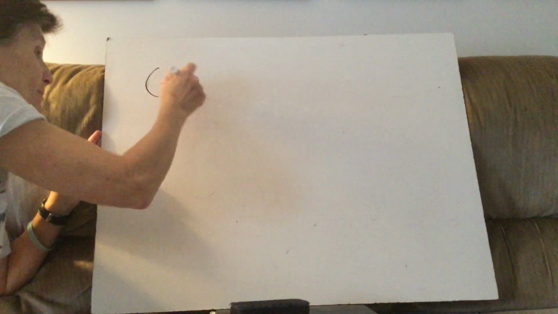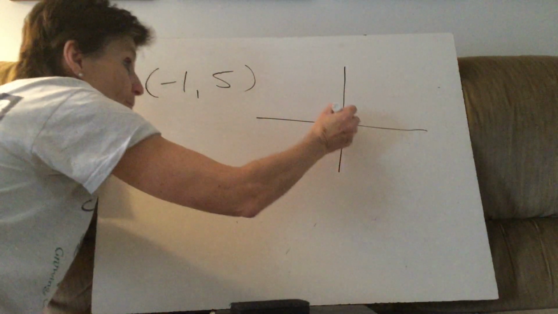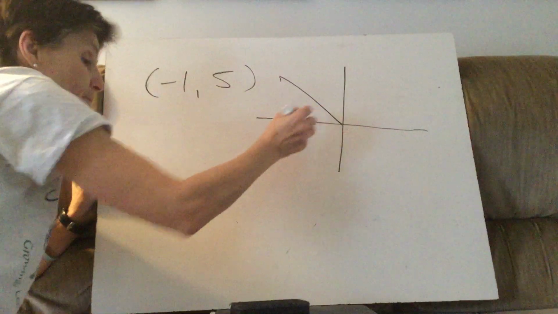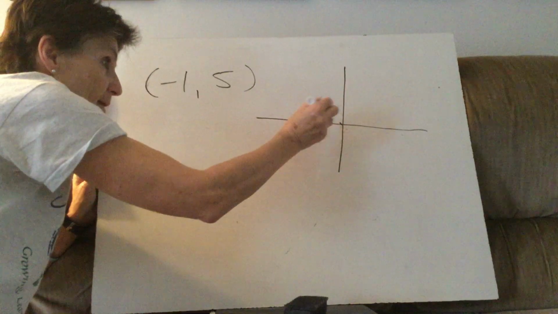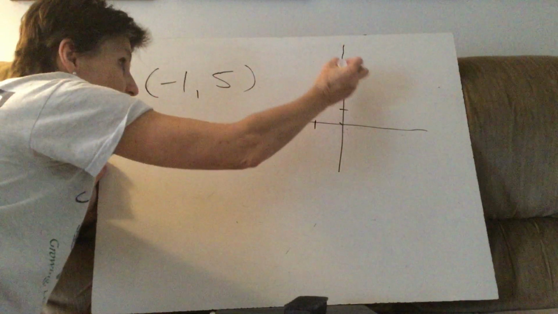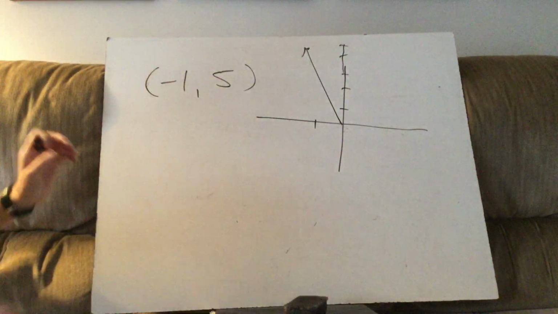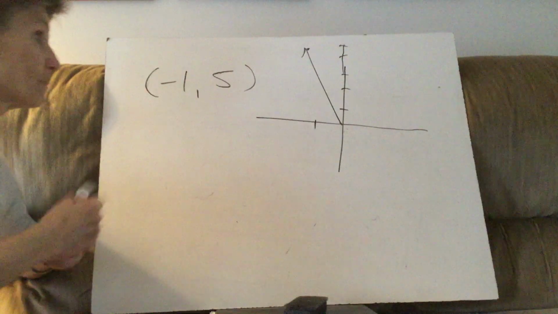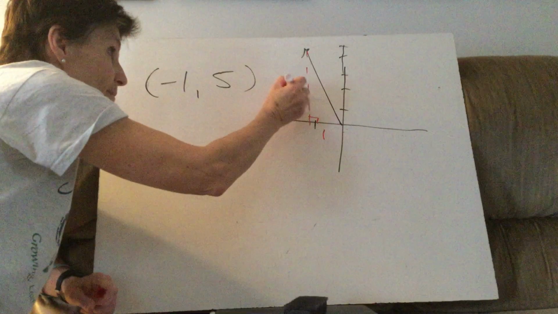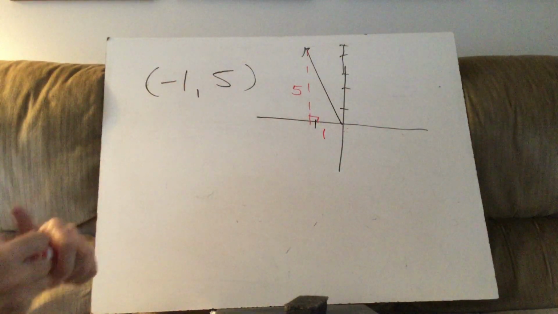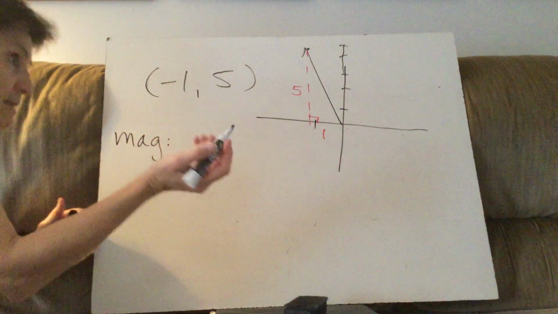All right, so now we're going to do the same thing with our vector as -1, 5. Well, let me draw more to scale, huh? That's not a very good drawing. -1, 1, 2, 3, 4, 5. So there it is. So using my Pythagorean Theorem, that's 1, that's 5. And I will be able to find my magnitude now quite easily using the Pythagorean Theorem.